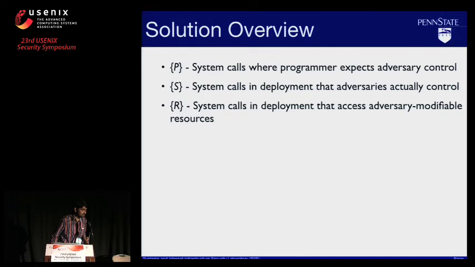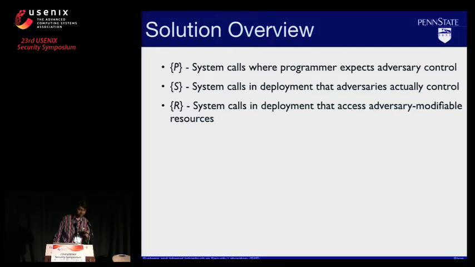So to make this a bit more concrete, we will define 3 sets. The first set is P, which is the set of all system calls where the programmer expects something bad to happen, expects adversarial control. S is the set of system calls in the deployment where indeed something bad occurs. And R is the set of system calls that access adversary modifiable resources.